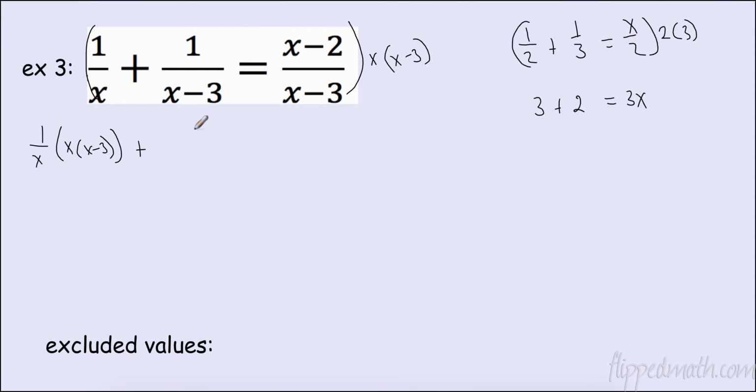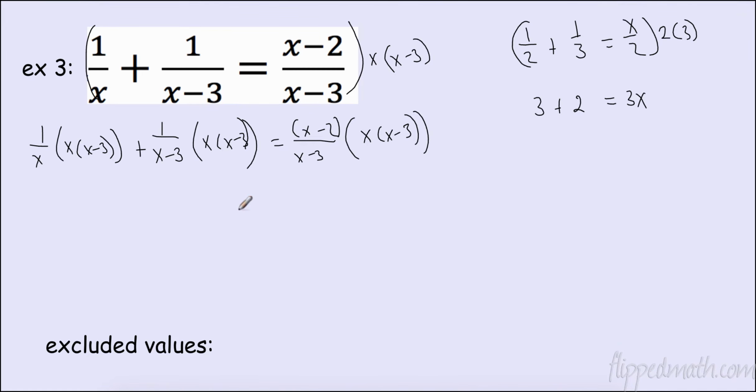All right? Then I'm going to multiply the next one. 1 over x minus 3 times x minus 3. And that's going to equal x minus 2 over x minus 3, all of that times x minus 3. All right, so let's take a look. When I multiply this one, it's easy to see the x's cancel. So I'm going to multiply 1 times x minus 3, which is just x minus 3.